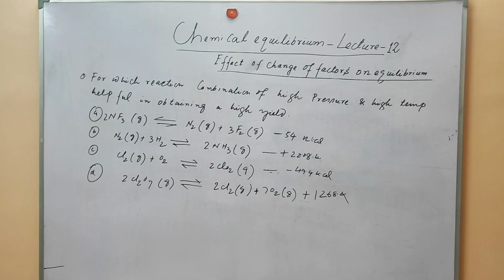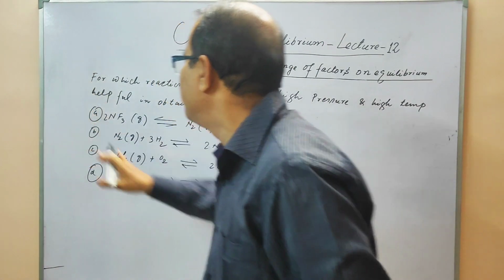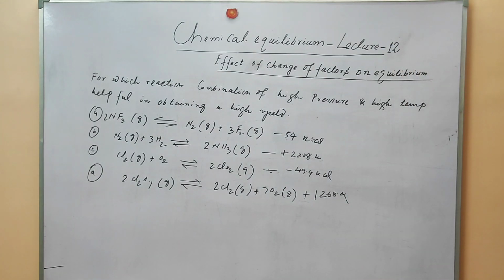Okay, this is a good example. In this example, it has been asked for which reaction the combination of high pressure and high temperature is helpful in obtaining high yields. You have been given four reactions. One of these reactions will give high yields with high pressure and high temperature, so you have to observe these reactions very closely.